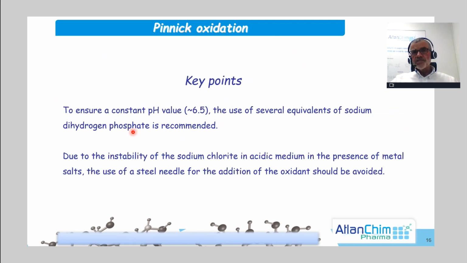Important points to consider: to ensure a constant pH value of around 6.5, it is recommended to use several equivalents of sodium dihydrogen phosphate. Due to the instability of sodium chlorite in acidic medium, in the presence of metal salts, the use of a steel needle for the addition of the oxidant in water should be avoided and replaced by a Pasteur pipette, for example.